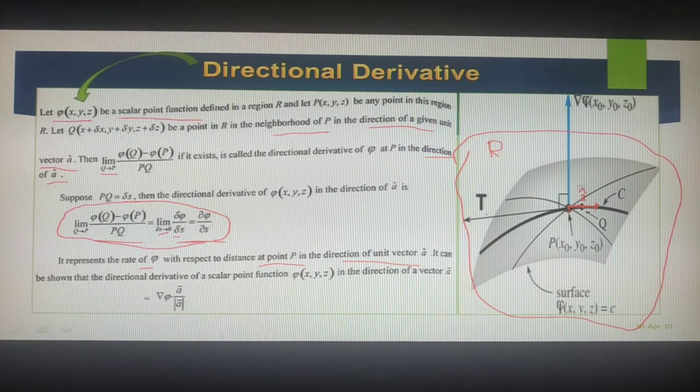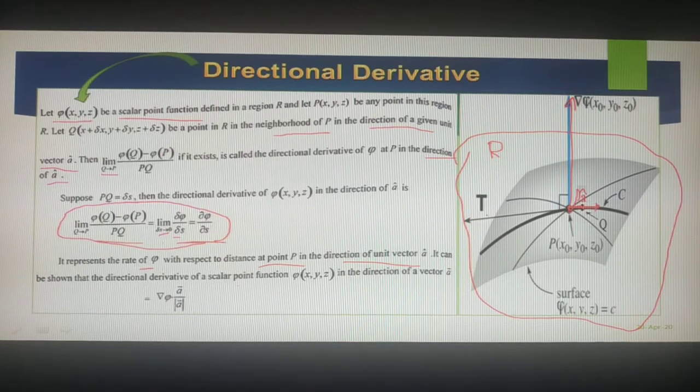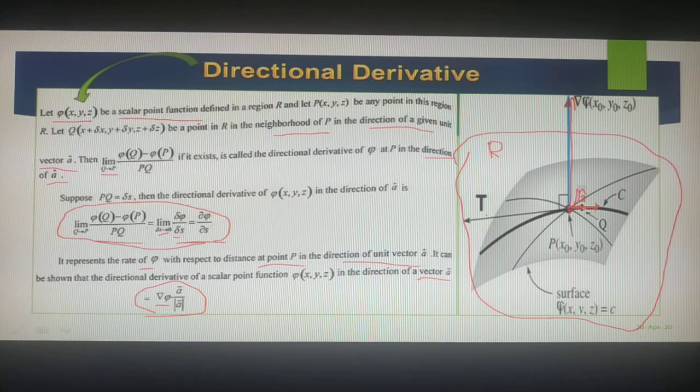So it can be shown with the help of your grad phi also. This is your grad phi, which is normal to your surface, right? So how do we get the change in the direction of some vector A? It is very simple. If I multiply grad phi with this unit vector A cap, nothing but A bar by mod A, I will get the change in the direction of vector A cap, in the direction of A, and that is what we get.